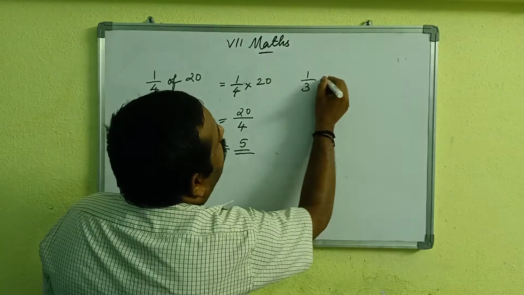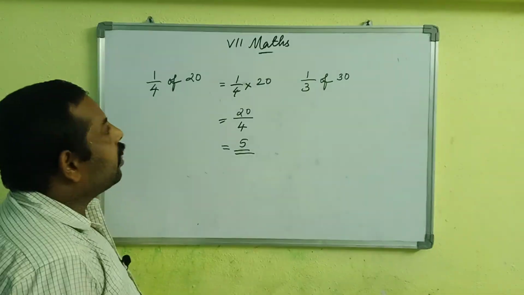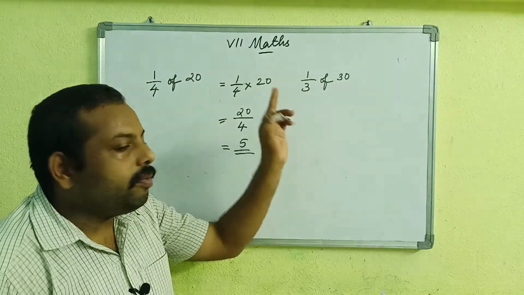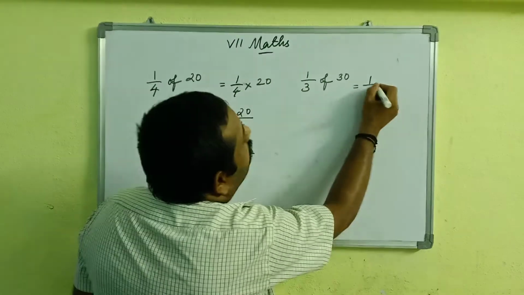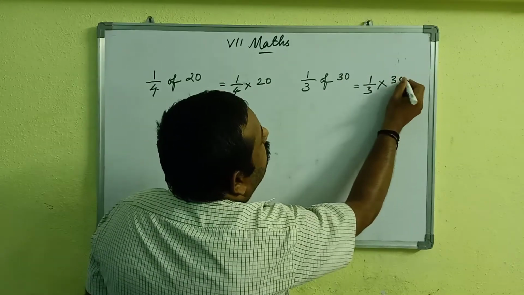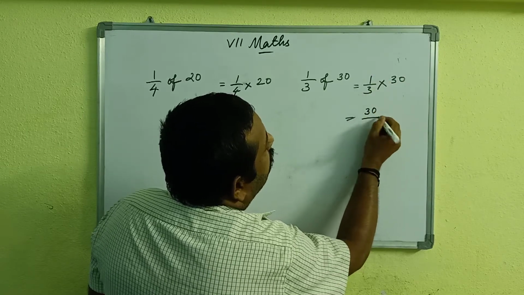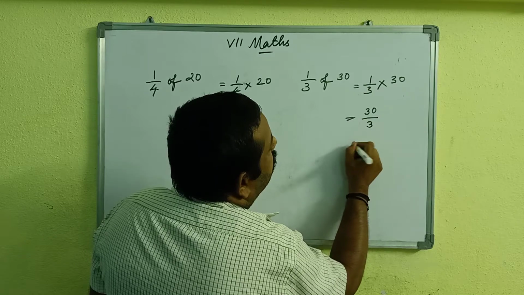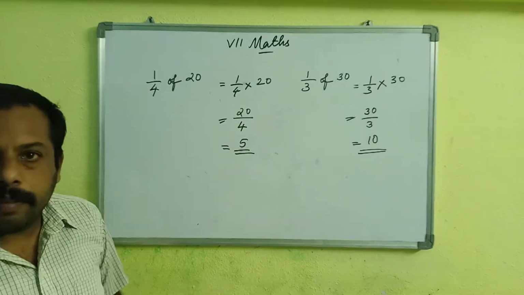Another example. 1 by 3 of 30. I have told you, if you find of, you put a multiplication symbol, that is 1 by 3 multiplied by 30. 30 multiplied by 1, 30 divided by 3. What is 30 divided by 3? 10. Is that clear? Okay.